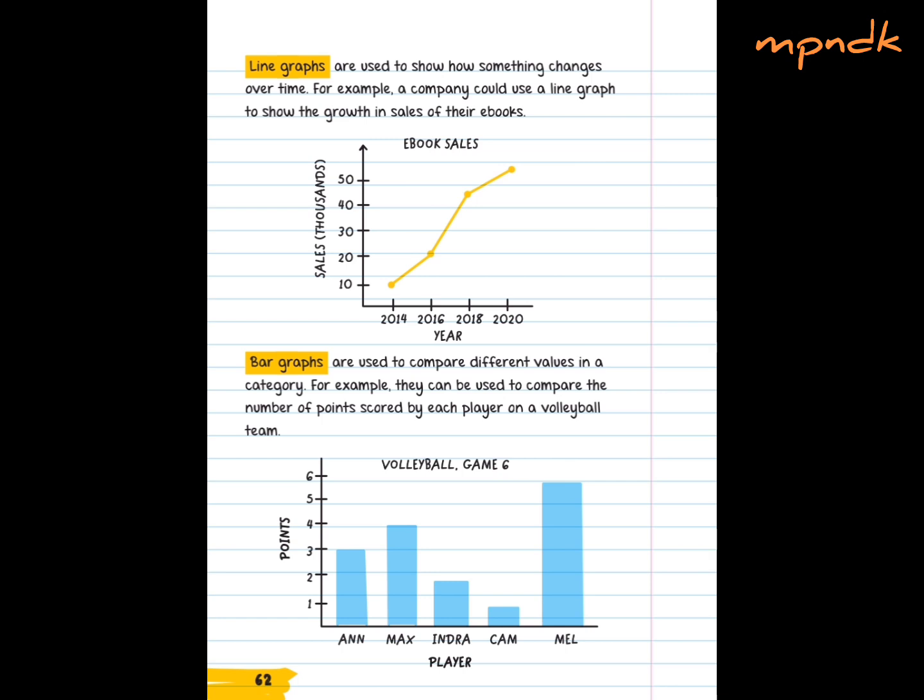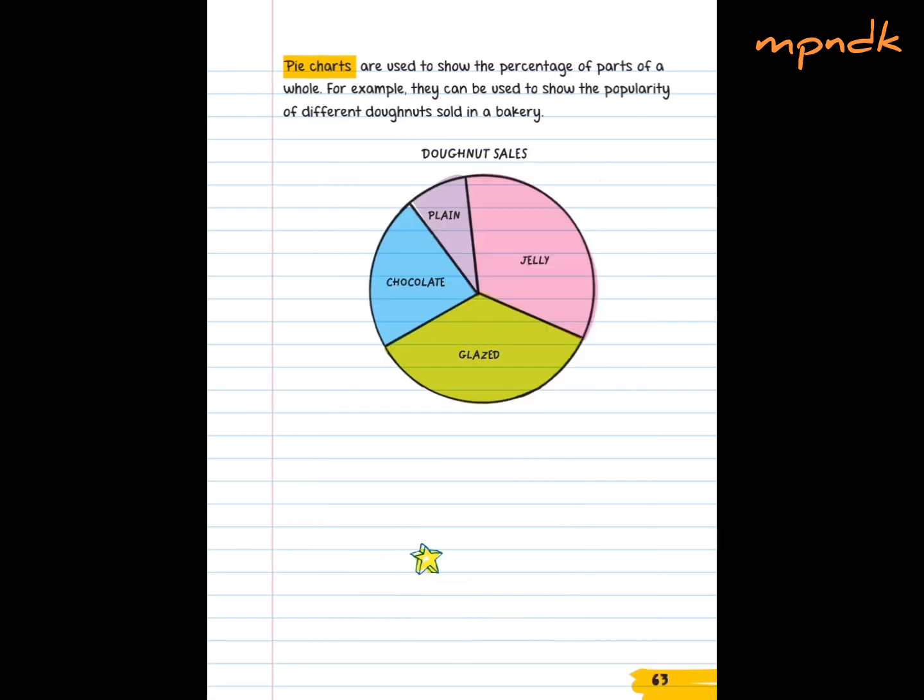Bar graphs are used to compare different values in a category. For example, they can be used to compare the number of points scored by each player on a volleyball team. Pie charts are used to show the percentage of parts of a whole. For example, they can be used to show the popularity of different donuts sold in a bakery.